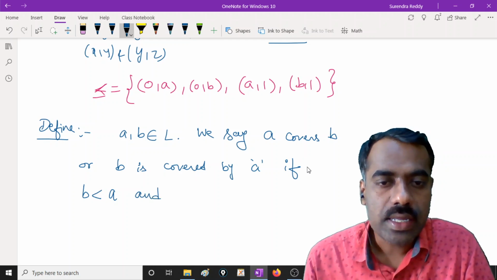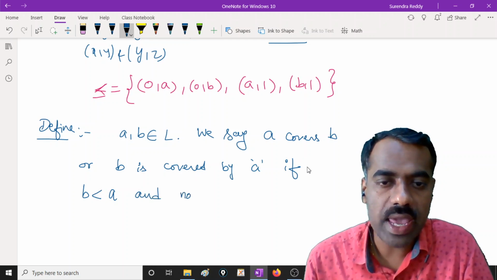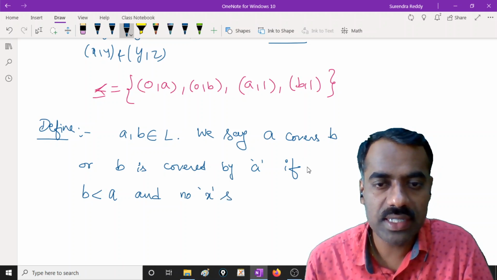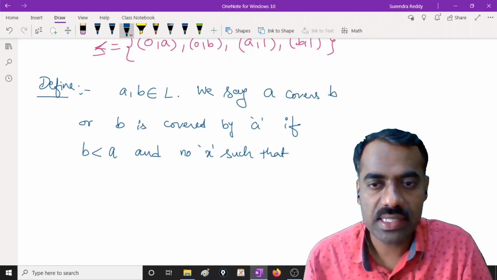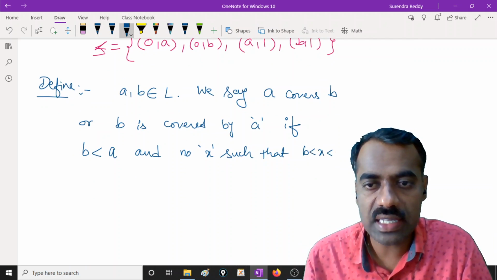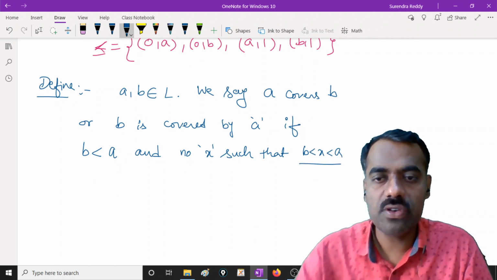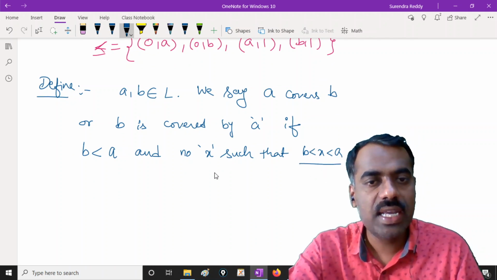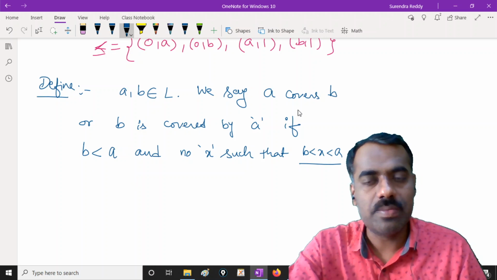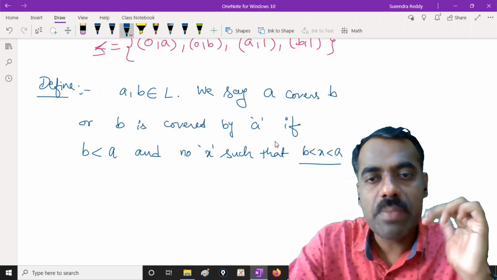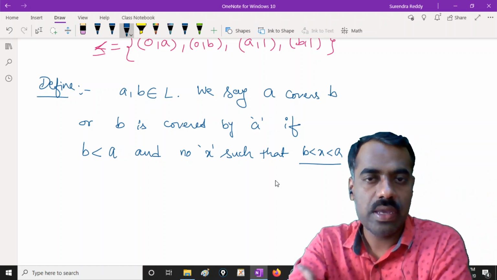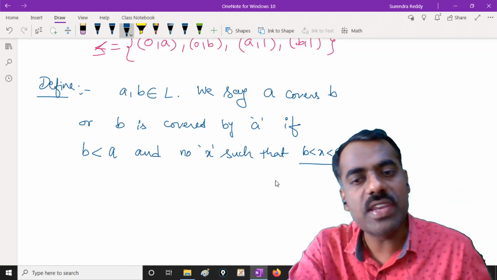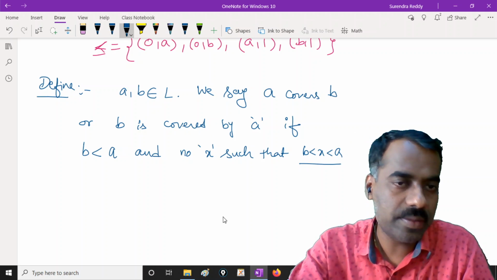And there is no X, or you can call it C or whatever, such that between B and A there won't be any X. Okay, so B is less than X is less than A. If no X is satisfying this condition, then we say that A covers B. So strictly speaking, between A and B there should not be any element. If we cannot put any element between A and B, then we say that A covers B.